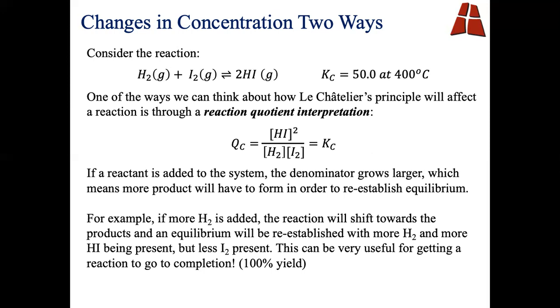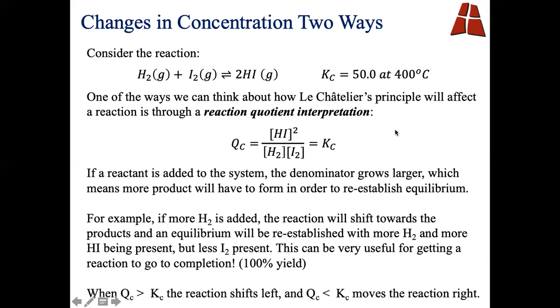So for example, if more H2 was added, then our reaction would shift towards the products and equilibrium would be reestablished with more H2 and more HI being present. However, we would have less I2. And so this can actually be a very useful strategy for getting our reaction to go to completion. If we don't care if we add excess H2, we could basically get rid of all of our I2. If we just keep adding H2, we would keep forming HI until eventually we have no I2 left. We just have H2 and HI present. Okay, so that's something to consider.